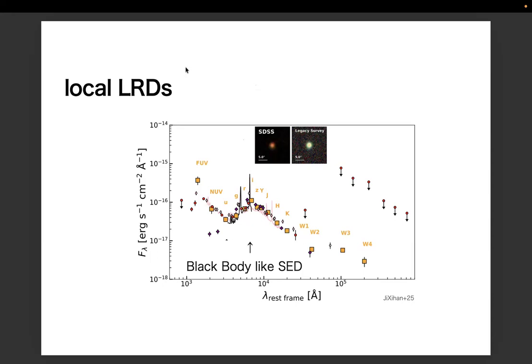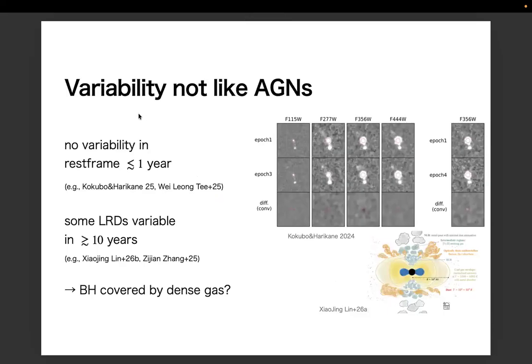So let's go back to the variability. People first thought these were AGNs, but they do not show AGN-like variability. On shorter time scales, they don't show variability of less than 1 year, which is predicted by the Brandt and Marconi model. This is a difference image of the results, but they did not find any. However, recently, this year or last year, some little red dots have been reported to show variability on time scales of 10 years or 100 years.